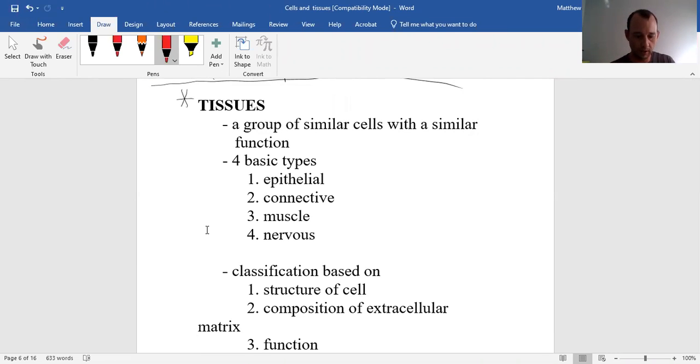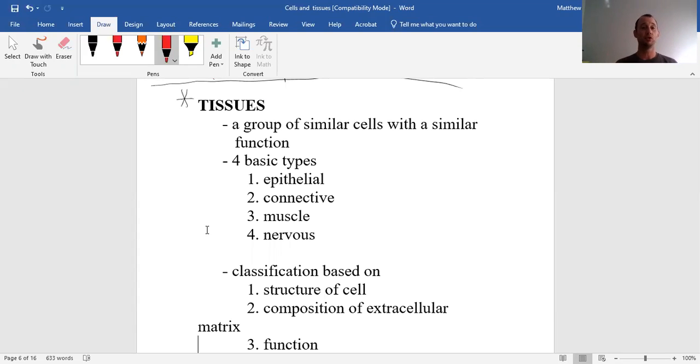All right, so now we need to introduce tissues. A tissue is a group of similar cells with a similar function. So a tissue is a collection of, for the most part, the same type of cell that has a job. For example, muscle tissue, what's it made of? Muscle cells. Nervous tissue, what's it made of? Nerve cells. Connective tissue is made of connective cells. Epithelial tissue, made of epithelial cells.